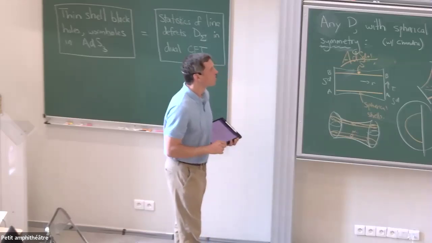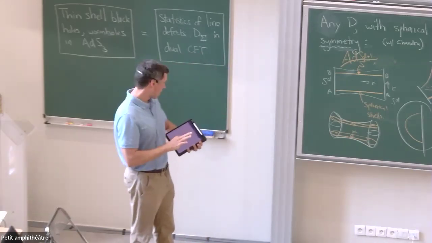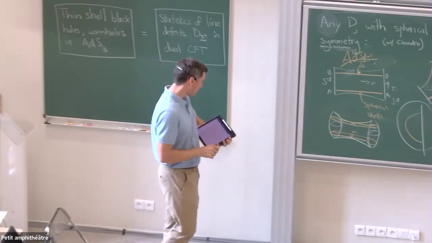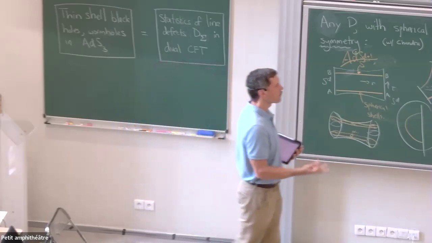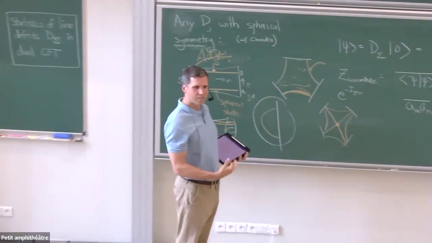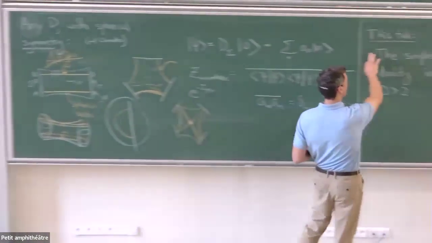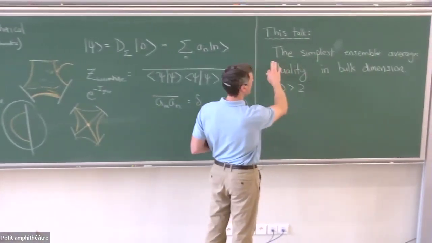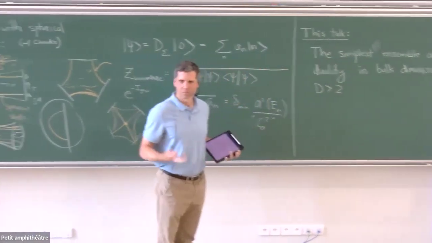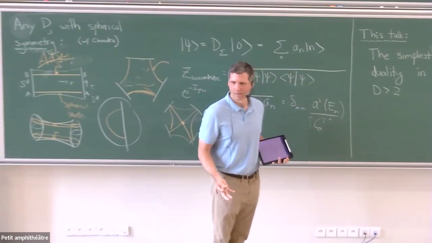Okay. So this is really the background for what we did in this recent paper, which is to put these two together and to study thin shells in AdS3. So the new work that I want to tell you about now is what I think is the simplest ensemble average duality, at least the simplest that we know of. It's spherically symmetric AdS3 holography.